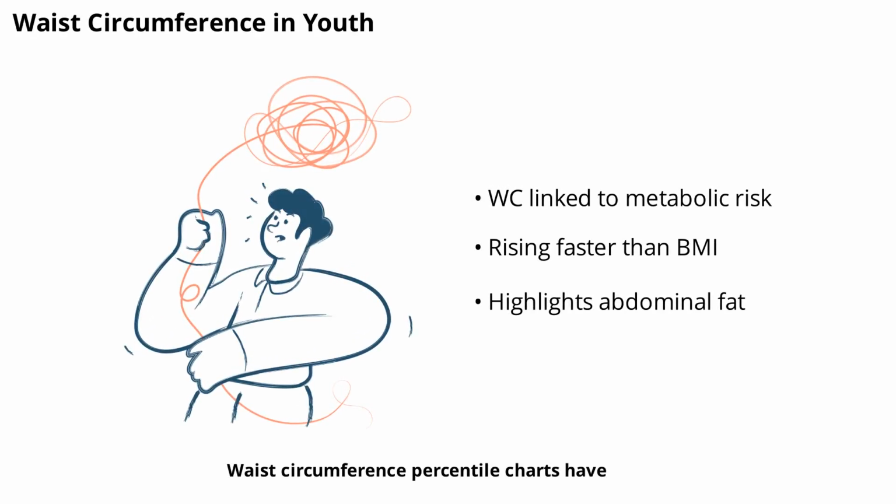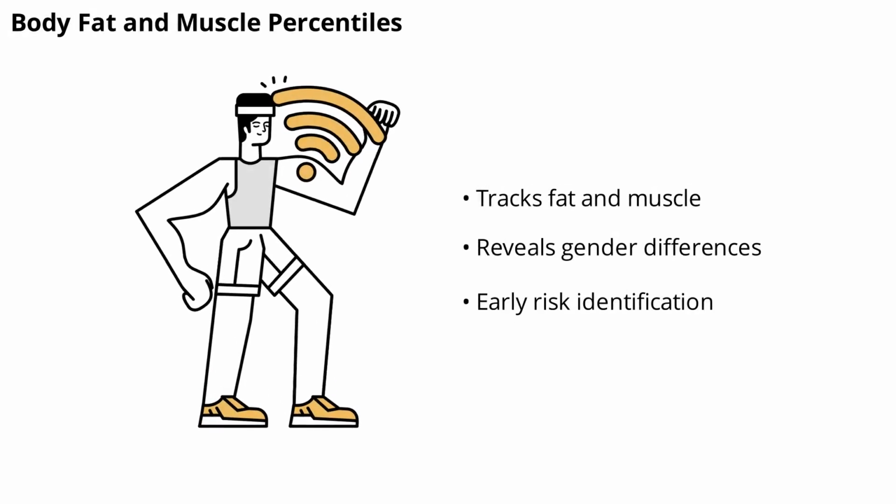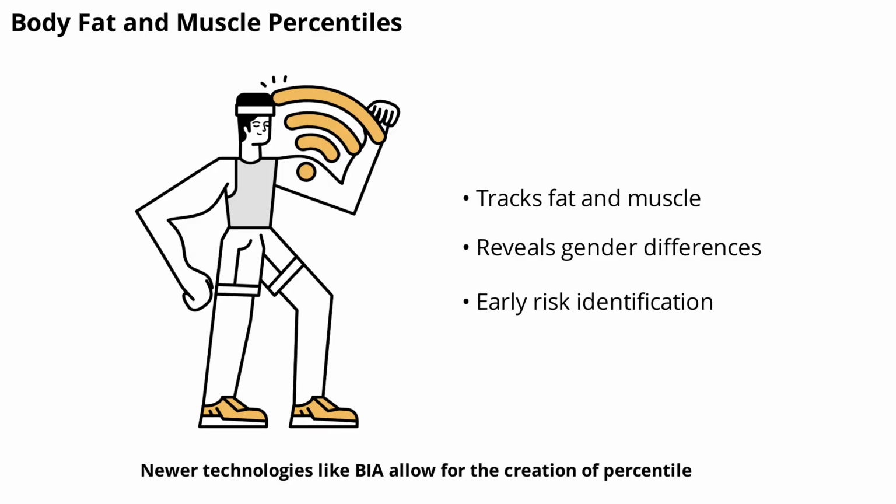Waist circumference percentile charts have been developed for children and adolescents. WC is linked to several metabolic risk factors, including adverse cholesterol profiles, high blood pressure, and fatty liver. WC levels in youth have risen faster than BMI in recent decades, highlighting the growing problem of abdominal adiposity in young people.